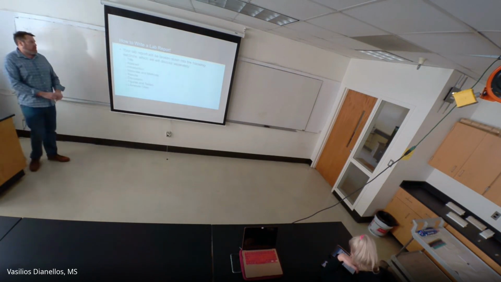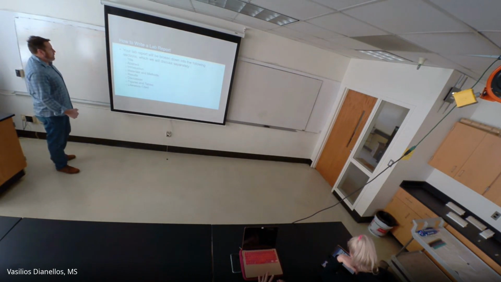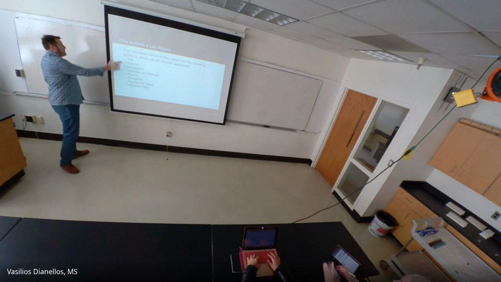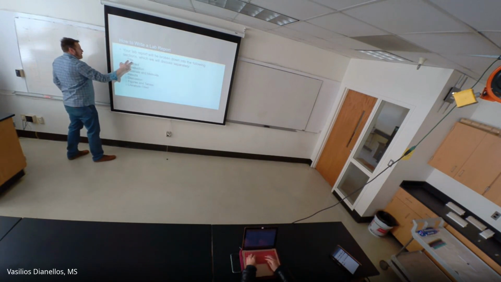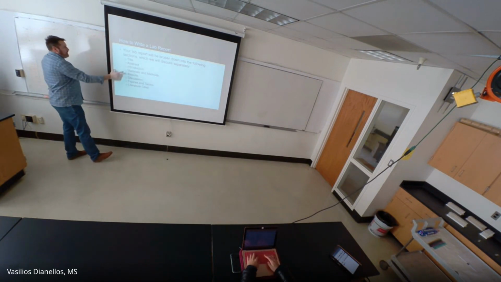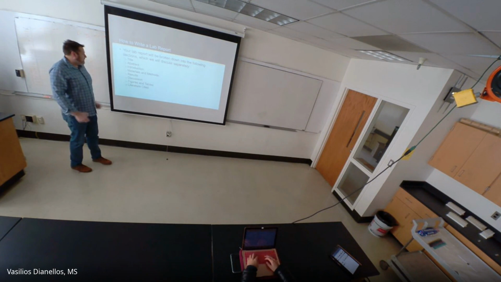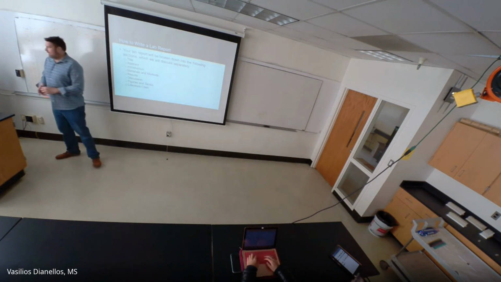So here are the sections you're going to need. These are the sections of your lab report. Each one's going to have a title. Each one's going to be labeled. So you have a title that we just talked about. You have an abstract that we just talked about, followed by an introduction, followed by materials and methods, followed by results, followed by discussion, followed by figures and tables, and then finally literature cited.